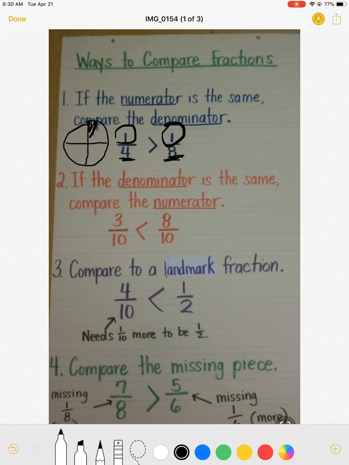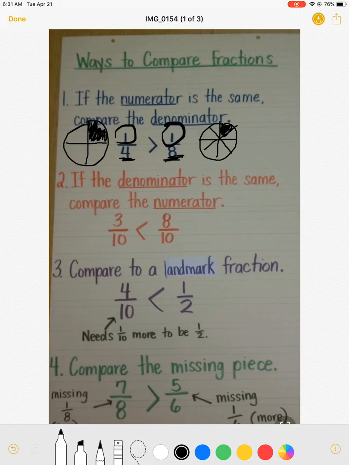So here's 1/4. Let me try it one more time. Make it a little bit more even. And then here's 1/8. So the 8th pieces are smaller. So you get less whenever it's divided into more pieces.